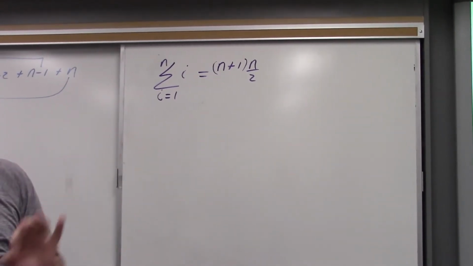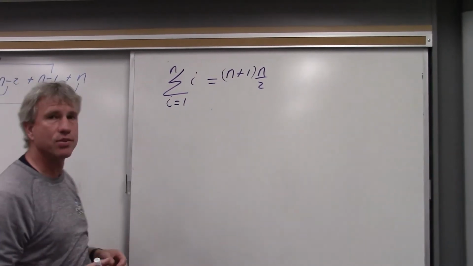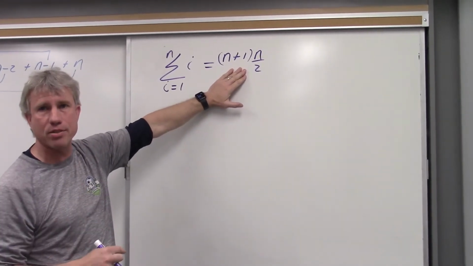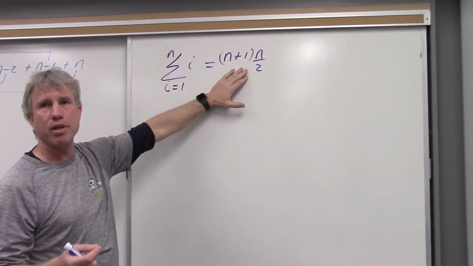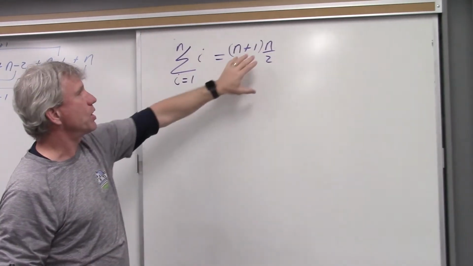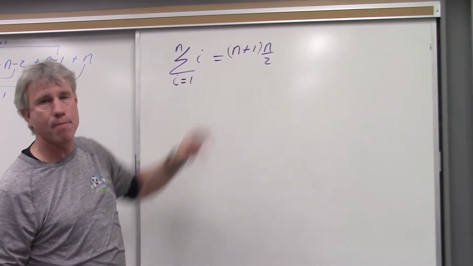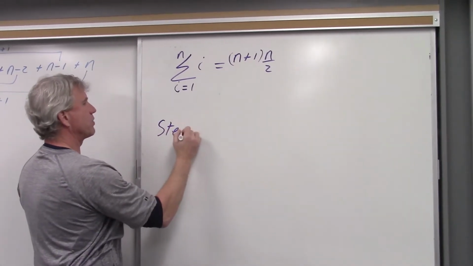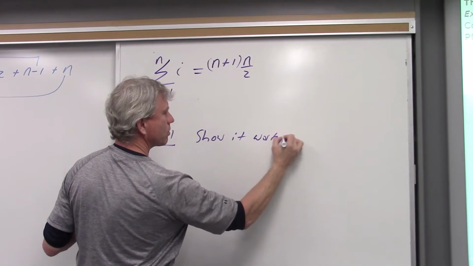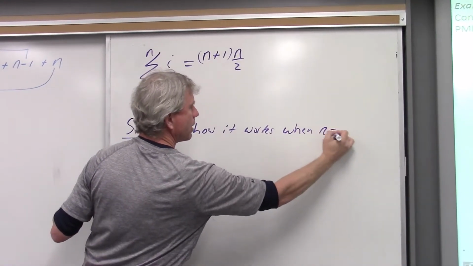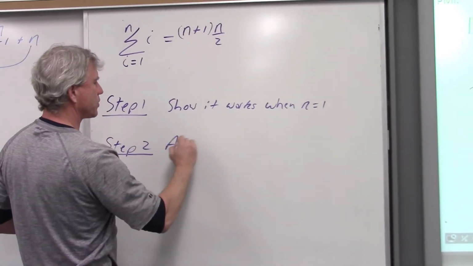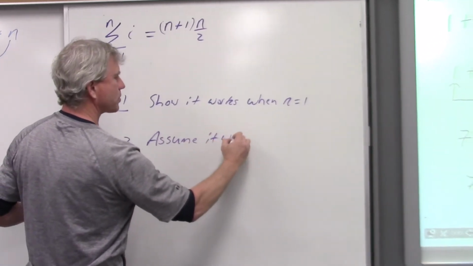So this is always going to be a 3-step process in most cases. Step 1 is to show that the formula that you conjecture works in the simplest possible case, and the simplest possible case would be for n to equal 1. Take the sum from i equals 1 to 1 and make sure that the formula works in that case. Step 2, so let's write this down. Step 1 is show it works when n equals 1.